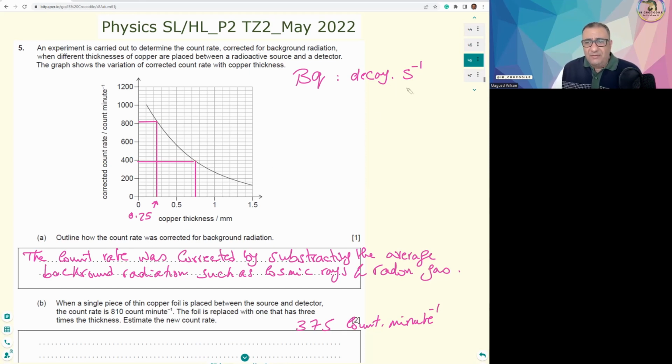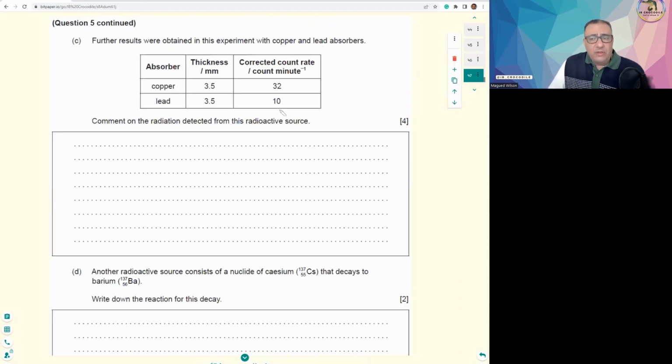Okay, very good. Now, part C, further results were obtained in this experiment with copper and lead absorbers. Comment on the radiation detected from this radioactive source. So basically what we need to do here is to guess what kind of radiation is there, right? Comment on the radiation detected. So now let's first read the table.